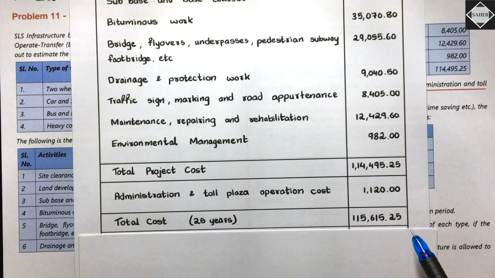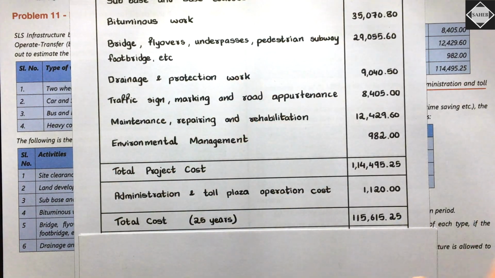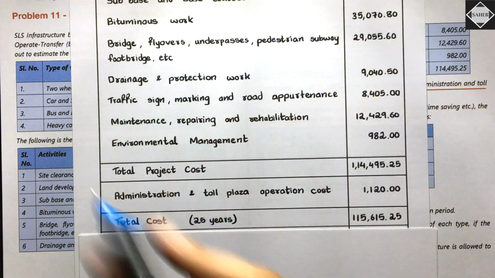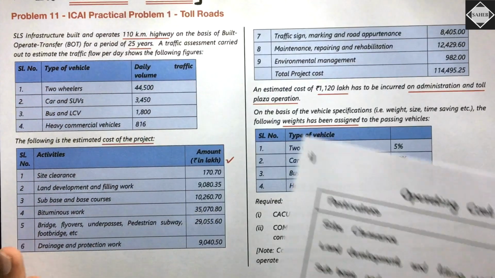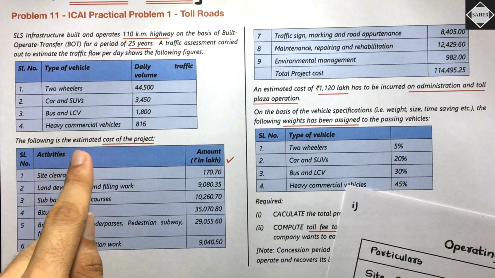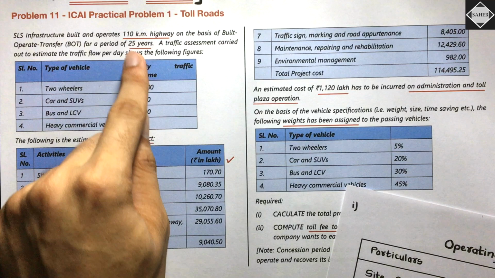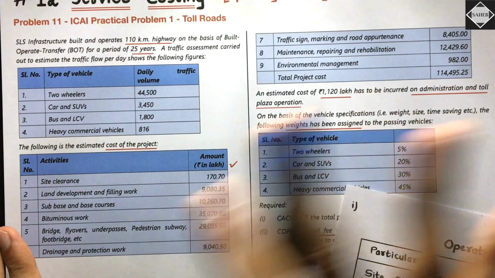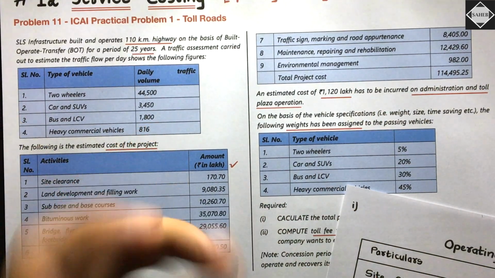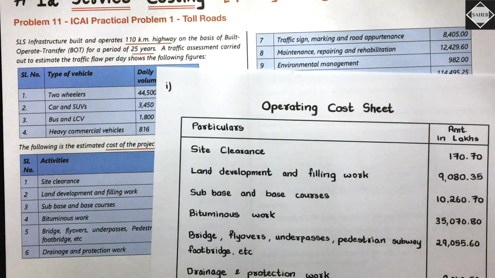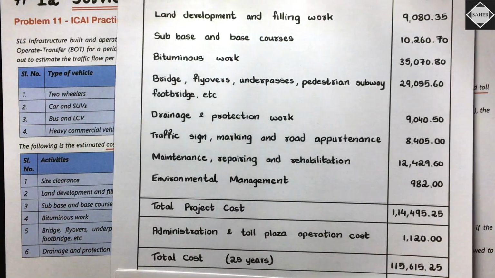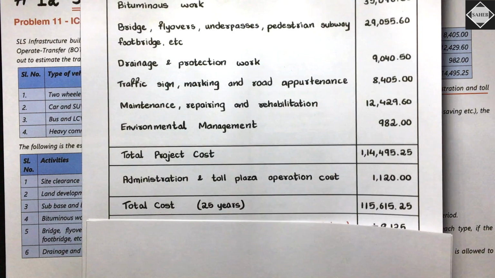This is the total cost of the entire project for the entire concession period, for the entire project period, that is 25 years. Why? How can I say that? Because the question told you this is the estimated cost of the project. Project is of 25 years. They are not saying it is of per year, per month. No, of the project. Of the project means it's of 25 years. So everything we have got over here. Is that clear? So now what we have to do?